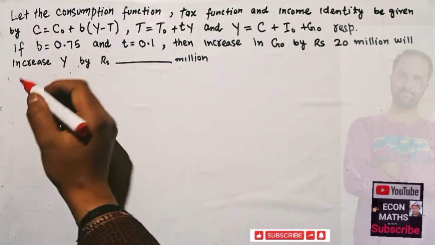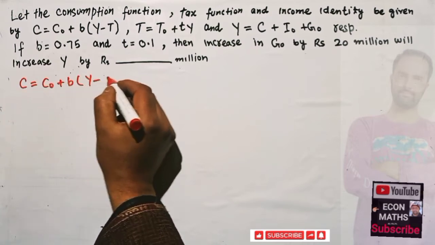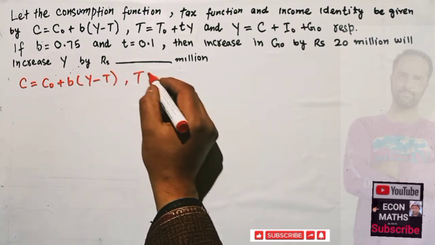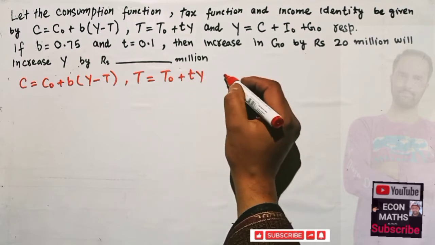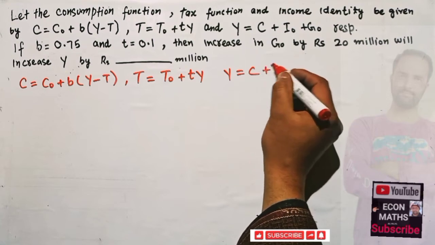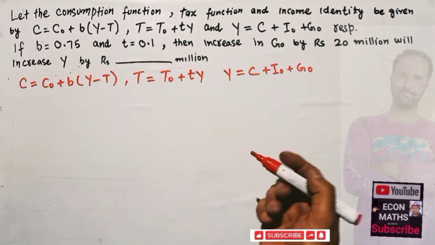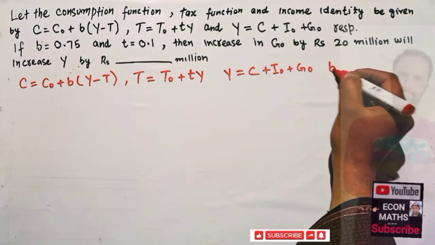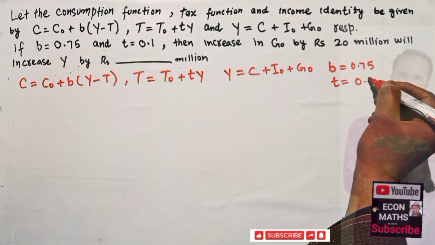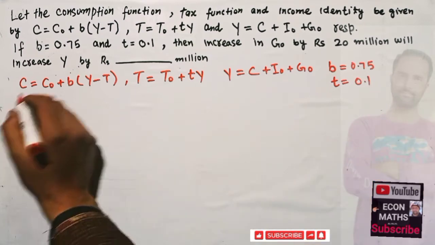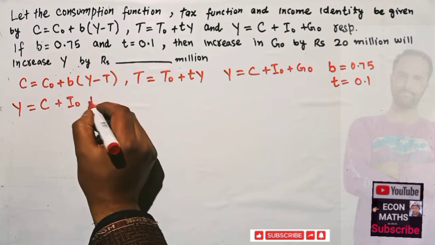Okay, so what we are being given, we have C is equal to C naught plus B times (y minus T). Also tax is a function of T naught plus marginal tax rate times y, and y is equal to C plus I naught plus G naught. This is what we call the income identity. B is equal to 0.75, this is our marginal propensity to consume, and the marginal tax rate is 0.1. Okay, so how do we solve? Let's write this identity first.